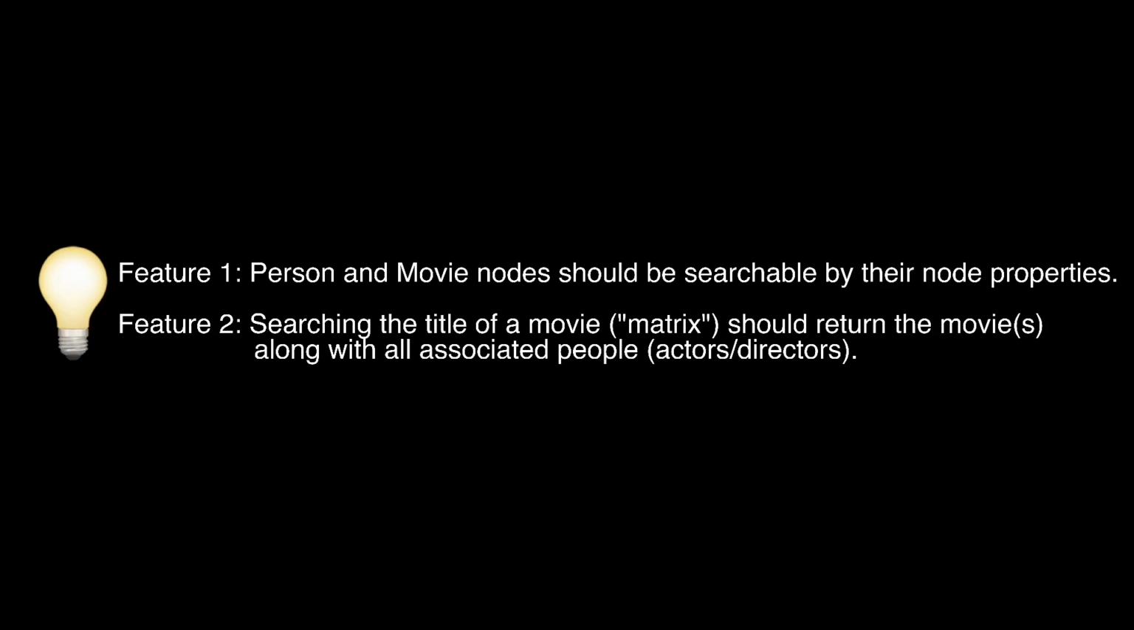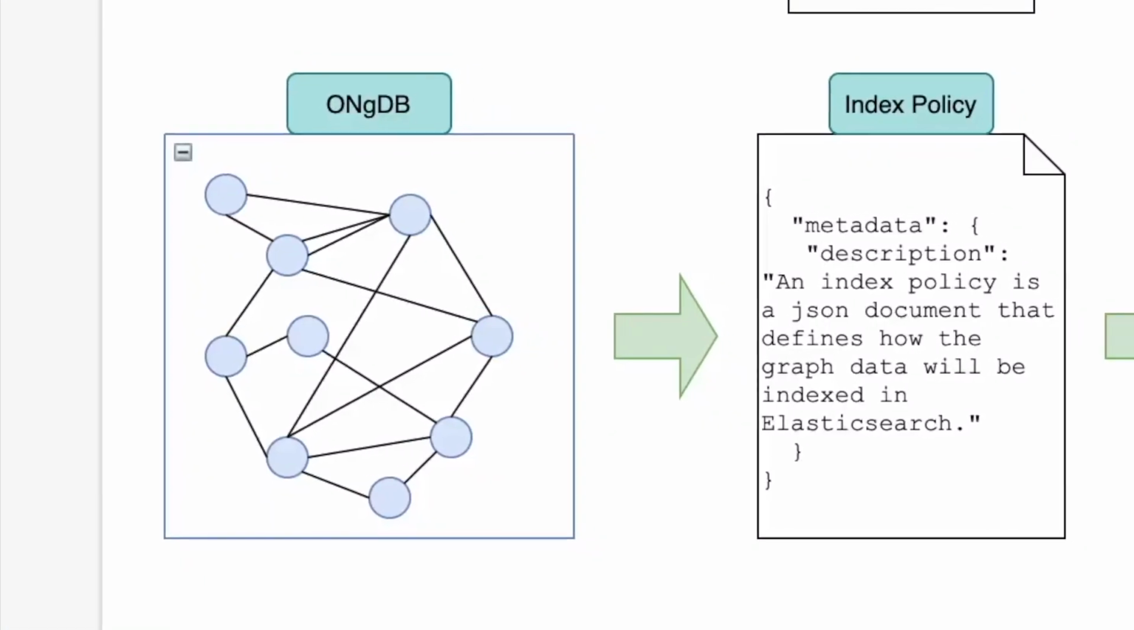Our first feature is that every person and movie node should be searchable by their node properties. The second feature is that searching a title of a movie like The Matrix should return that movie along with all the associated people. So our next step is to index our data.